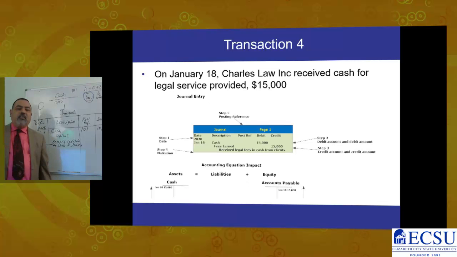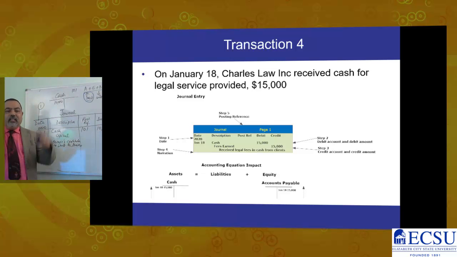Transaction number 4, on January 18, Charles Law Incorporated received cash for legal services. Remember, Charles Law Incorporated is a legal service provider, so therefore it has earned fees from its clients. So the two accounts involved are cash and fees earned. Cash is increasing and fees earned is also increasing. Now, of course, in the impact, it should have been your fees earned, not accounts payable. Sorry about that typo. So please make that change.